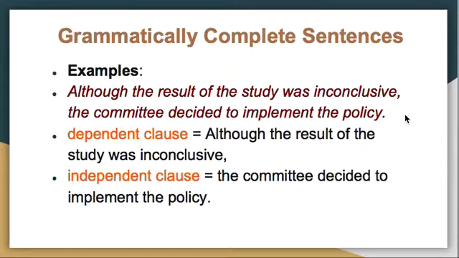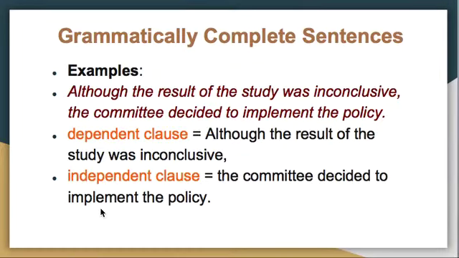Although the result of the study was inconclusive, the committee decided to implement the policy. The dependent clause in this example is: although the result of the study was inconclusive. It does not give a complete thought. It needs an independent clause to complete the thought or the idea. The independent clause is: the committee decided to implement the policy. It gives a complete thought.